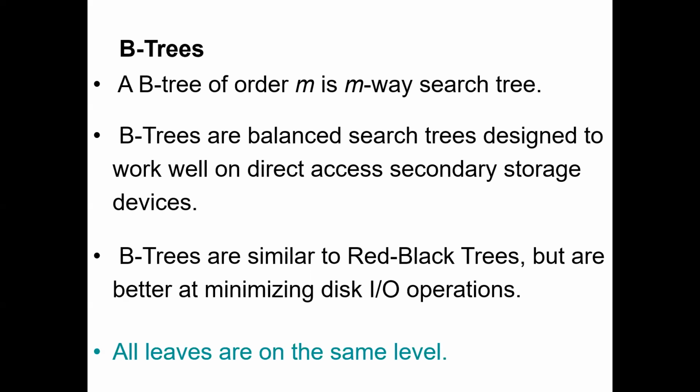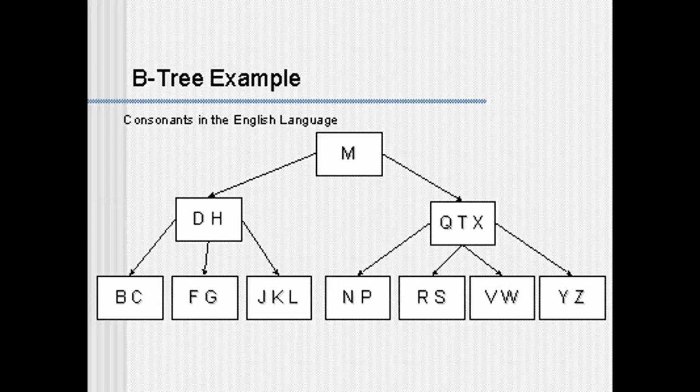And definitely all the leaves are on the same level. That's why we call these balanced trees. So this is a typical example of a B tree in which you can see that the root node has 1 key, so it has 2 children. On the other hand, at the second level, we have a node with 2 keys, D and H, so it has 3 children.